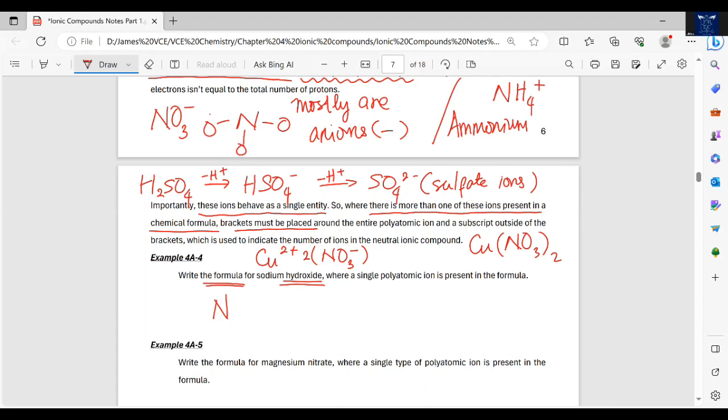Magnesium nitrate, again, magnesium is 2 plus. Nitrate, which is a single entity, is considered minus. So when you cross, you should be able to get magnesium nitrate, twice.